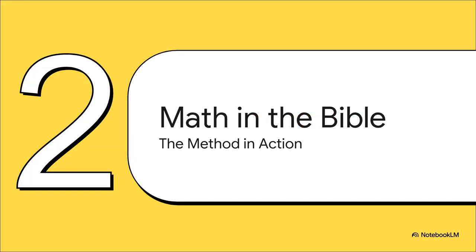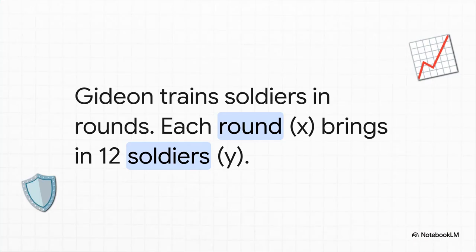All right, so that's the theory. But what does this actually look like when you put it into action? Let's jump right in and break down the first example from the lesson. First up, we have an example from the story of Gideon's army. The textbook sets up a super simple pattern here. For every round of training, a specific number of new soldiers show up.